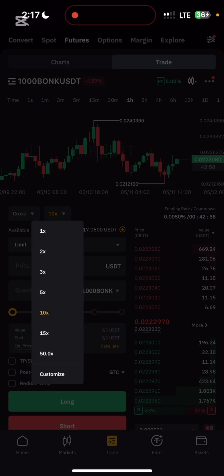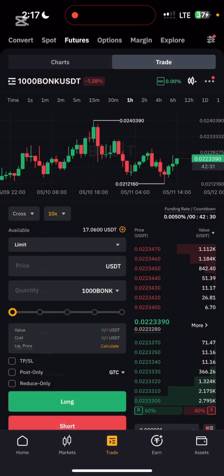This 10x is actually your leverage. You understand? You are going to click on your leverage and choose the leverage you are going to use. But I do advise a newbie trader, it is advisable for a newbie trader to always use 10x. Because the higher your leverage, the higher your profit, and the higher your leverage, the higher your loss. So it is advisable to use 10x leverage. So you click on 10x.